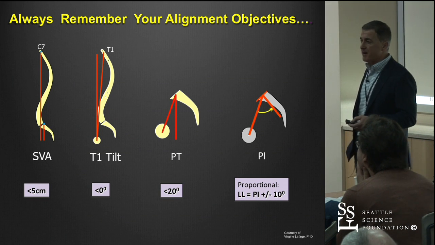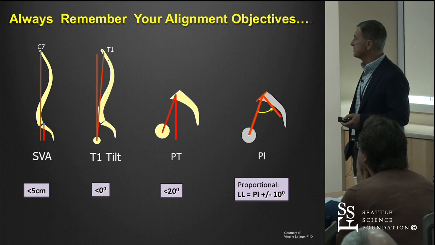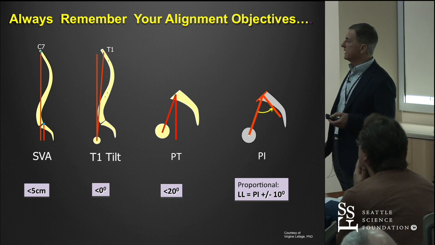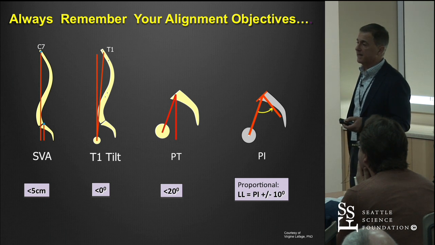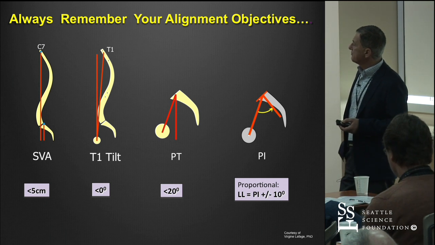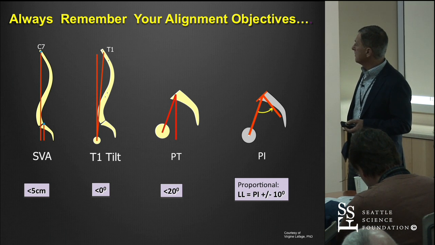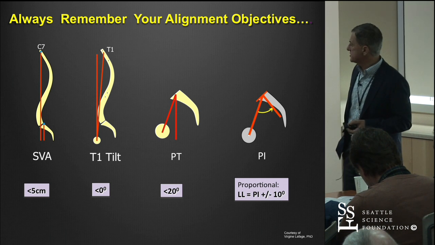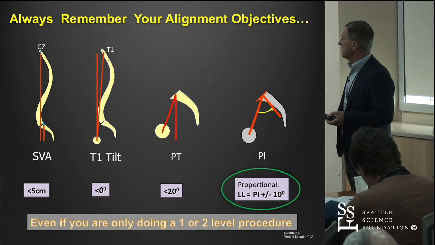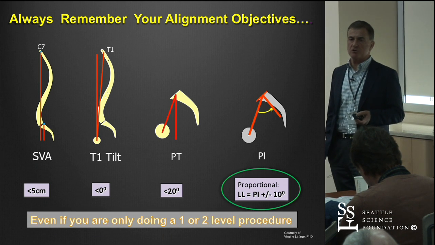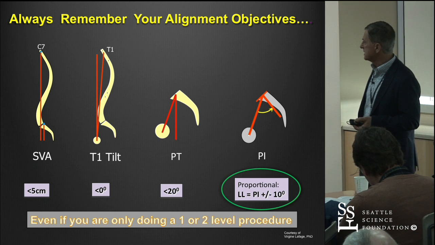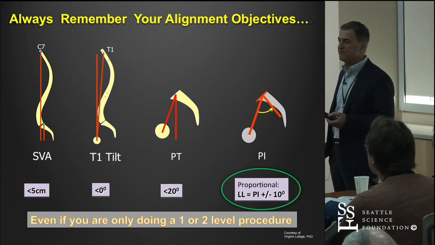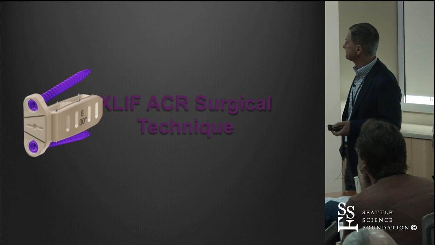Again, refresher, remember your objectives: SVA within 5 centimeters, T1 SPI less than 0, has to be a negative value, and the best way of looking at it, you want to make sure that T1 is behind the vertical line. That's how I memorize it. Pelvic tilt less than 20, and pelvic incidence and lumbar lordosis within 10 degrees of each other. And that's going to be your simplest measurement on a standard X-ray, including the hips, without even getting long films. Do that. It's a habit. I do it on every single patient who walks in the office.